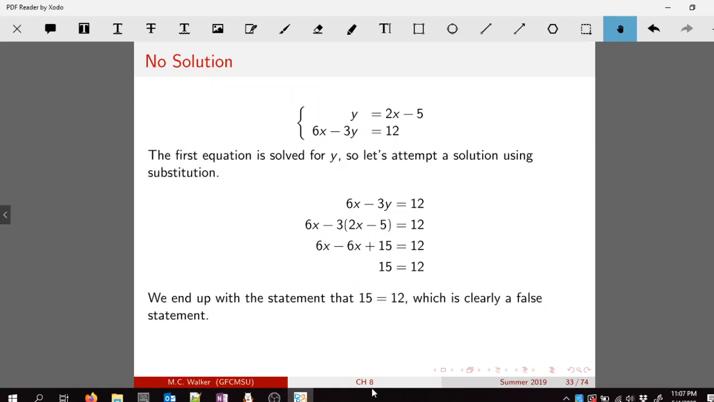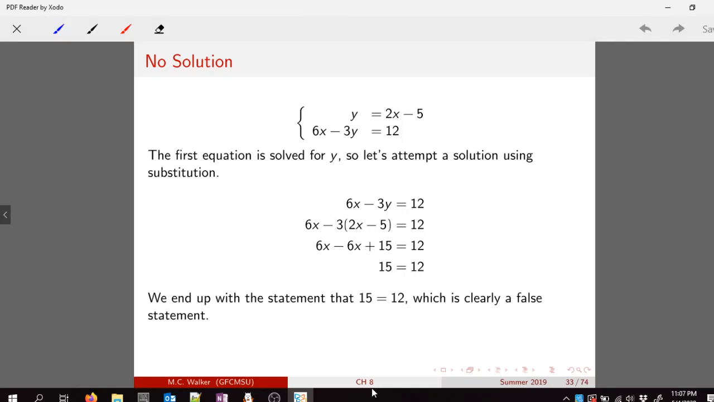Now, let's go back to systems with no solution. This first equation right here is solved for y. So we're going to substitute it in, and we'll get 6x minus 3y equals 12. When we substitute, that's 6x minus 3 times (2x minus 5) equals 12. Distribution gets 6x minus 6x plus 15 equals 12. That's 15 equals 12? That's a false statement if I ever saw one, because 15 is not 12.